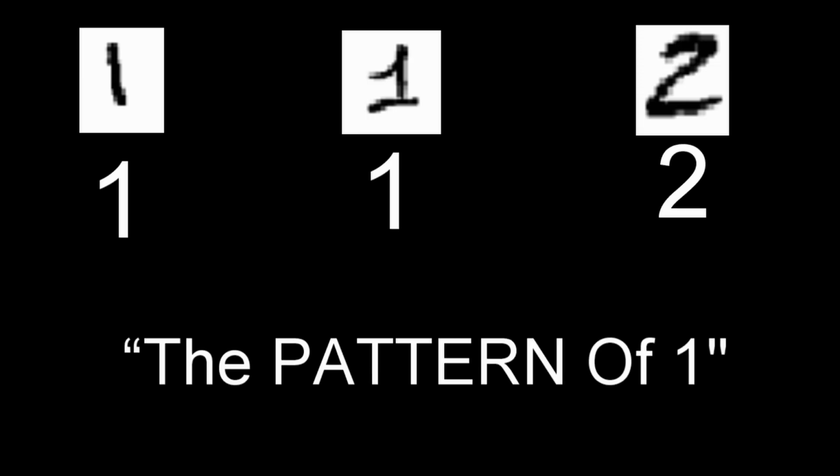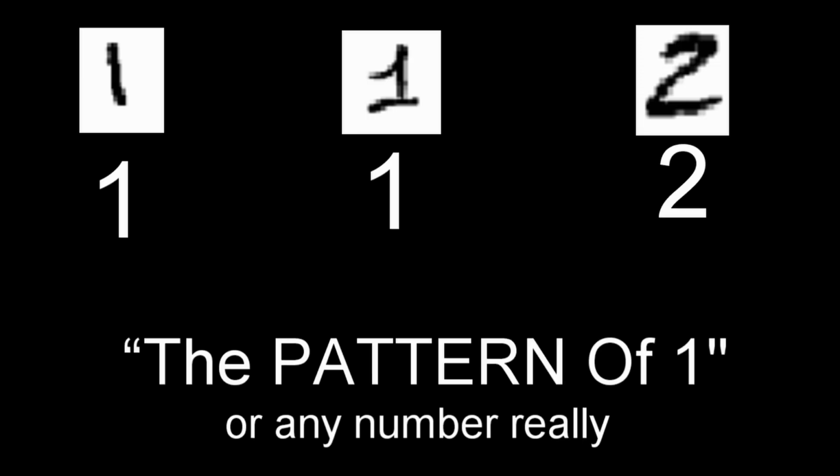Well, I like to think about it as the pattern of 1. What makes 1 a 1? You have recognized that 1s can be written differently, but they all mean the same thing. This principle can also be applied to machines. We'll return to the machine learning in a bit.